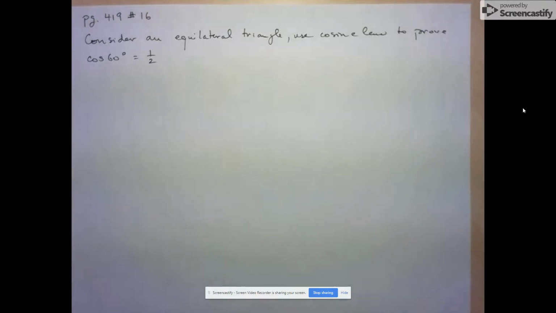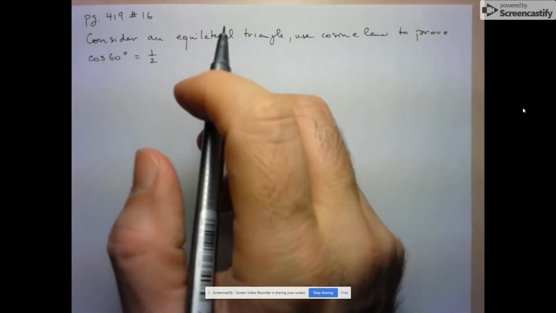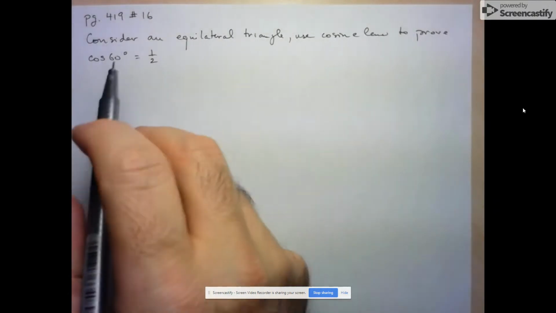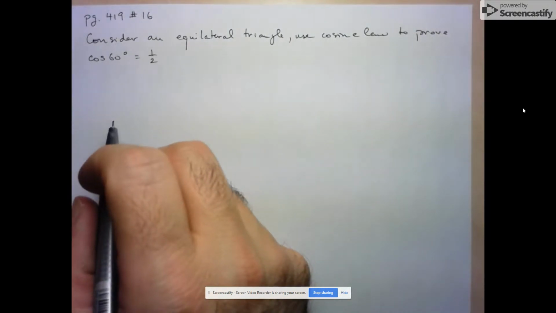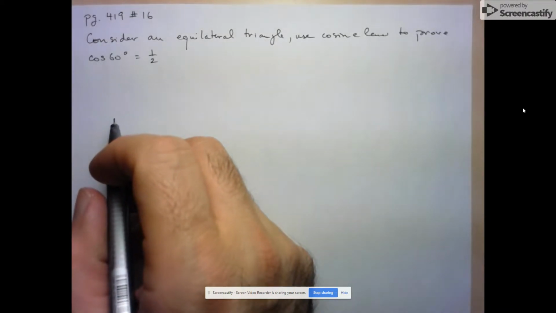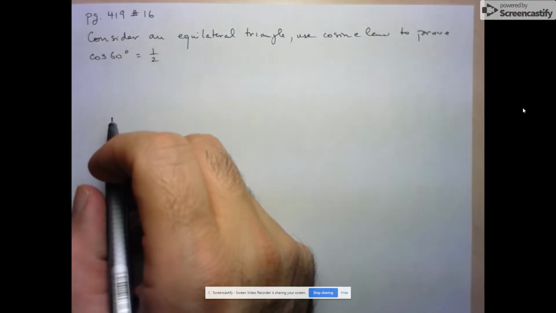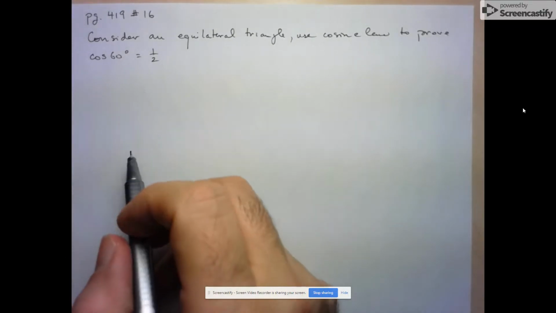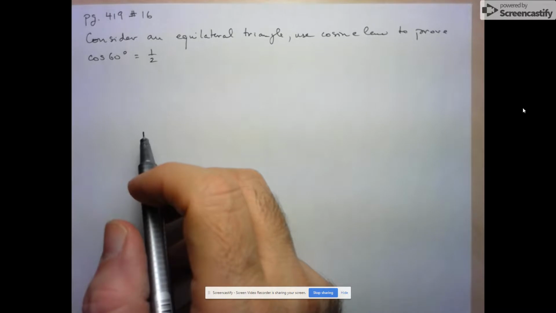Hi folks, we're going to take a look at number 16 from page 419. So here they're asking us to use an equilateral triangle and the cosine law to prove that cos 60 is equal to 1/2. All right. So the idea here is we're going to try not to use our calculator, because obviously we can just stick this into the calculator to show that that's true. But we're going to try to use the cosine law to do that.